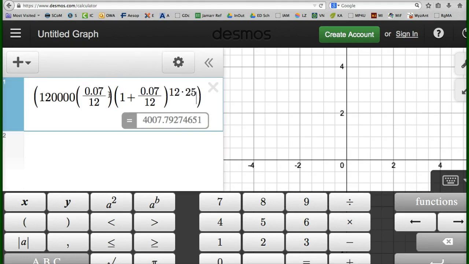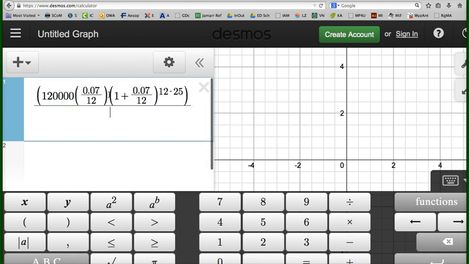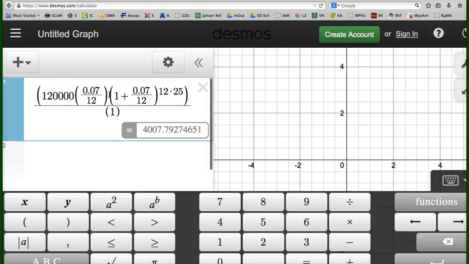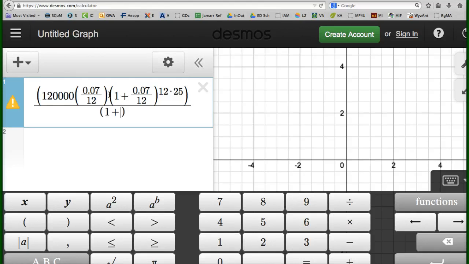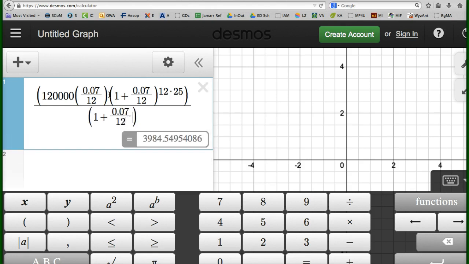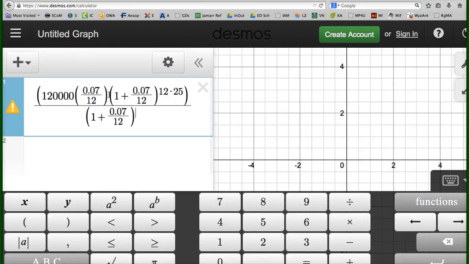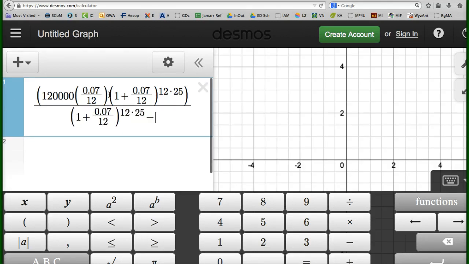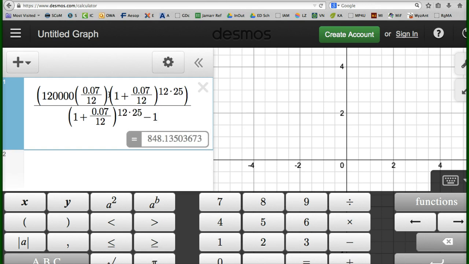Divide. Oh, it did it. Nice. And then I want to divide by 1 plus 0.07 divided by 12. Go on the outside of that parenthesis. Raise it to the 12 times 25 power. Then we're going to subtract 1. Nice. Okay, so remember that number.